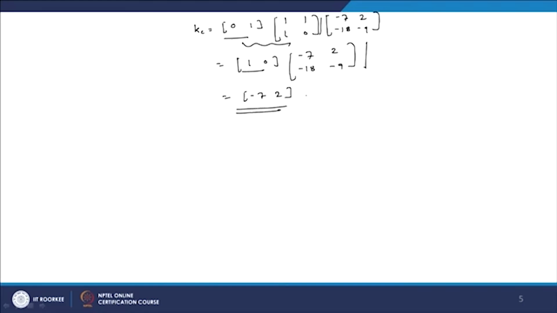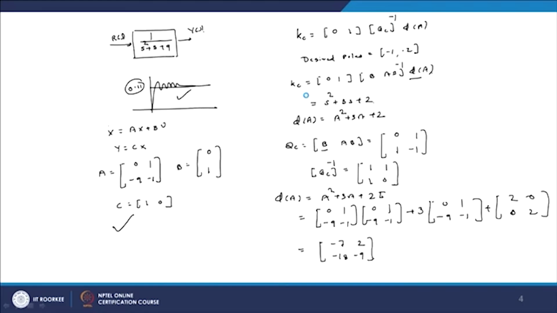Now, for this particular plant, that is x dot equals Ax plus Bu, y equals Cx, ABC we know, then we have desired poles minus 1 and minus 2, and by means of Ackermann's formula we have got the controller KC. Now, when the controller comes into the picture, what will be its closed loop transfer function, and we have to see the response of that closed loop transfer function.